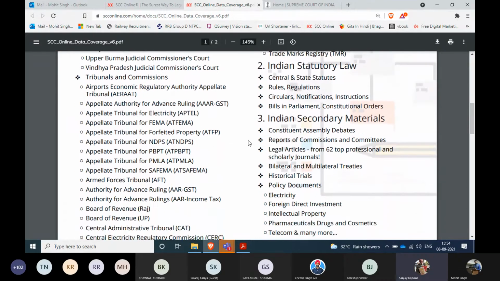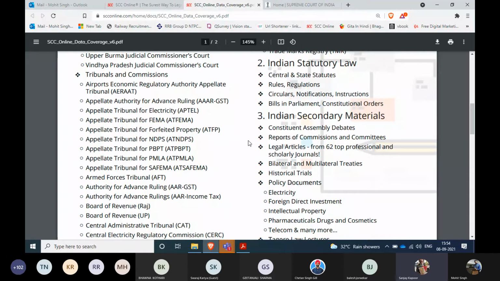Here, Indian statutory law, as you can see, the central and state statutes. Out of these, for central statutes, we have the strongest library of about 2,900 central statutes currently in force, or maybe repealed, which are published in our own series called Current Central Legislation. So there again, our own law publication series is helping us, and then we have also collaborated with other partners for getting the state statutes, rules, regulations, circulars, notifications, instructions. Bills in Parliament are also now available.